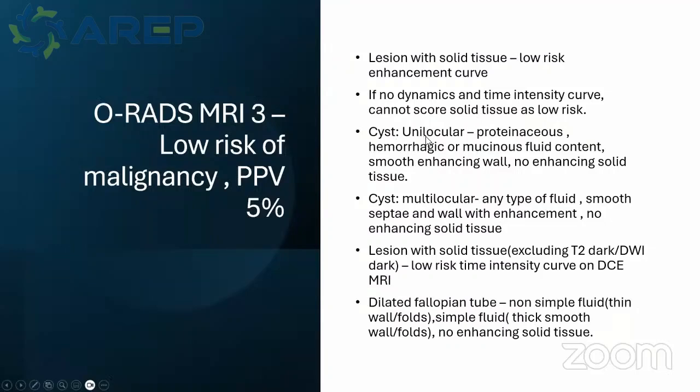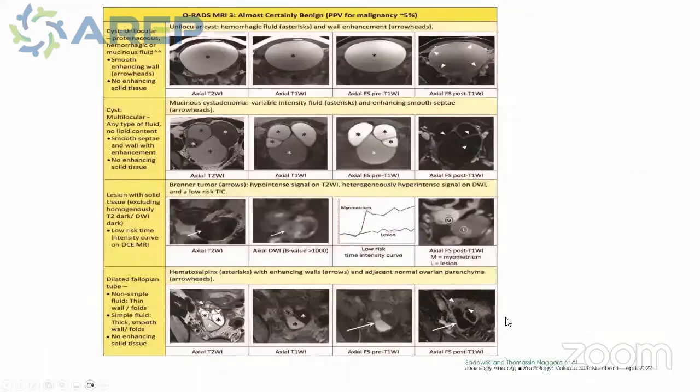Under this category, we include a unilocular cyst with proteinaceous, hemorrhagic, or mucinous fluid, smooth enhancing wall, but no enhancing solid tissue. A multilocular cyst, any type of fluid, smooth septal or wall enhancement, but no enhancing solid tissue. A lesion with solid tissue which has a low risk time intensity curve on dynamic contrast enhanced MRI. And a dilated fallopian tube with non-simple fluid, can be hemorrhagic fluid from endometriosis, for example. So we have the examples here.